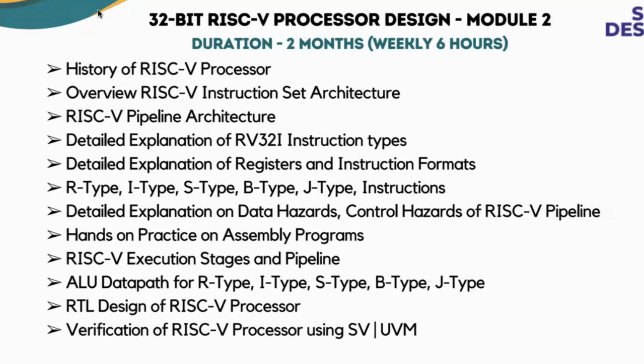Another main thing is the detailed explanation of data hazards and control hazards of the RISC-V pipeline. Whenever we are using this 5-stage pipeline, there would be some limitations. There will be occurrences of data hazards and control hazards. So we are going to discuss in depth what is meant by stall. In control hazards, what are the different hazards involved, the classification. Everything we are going to discuss with an example.